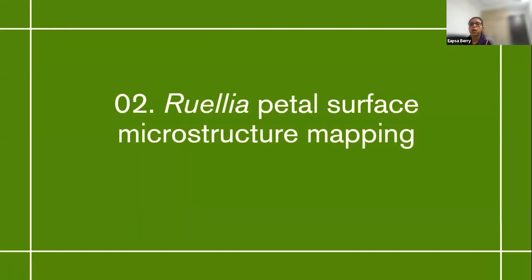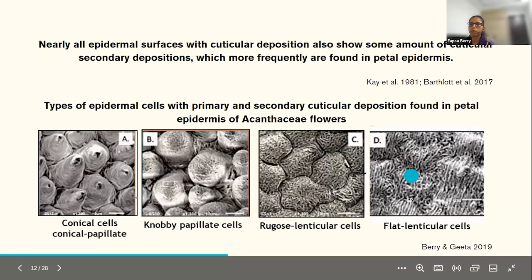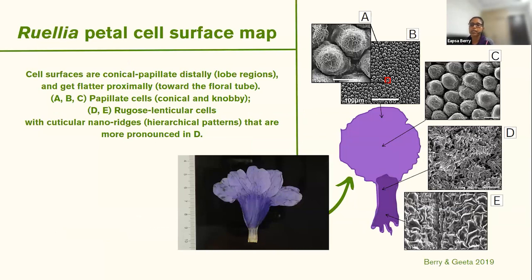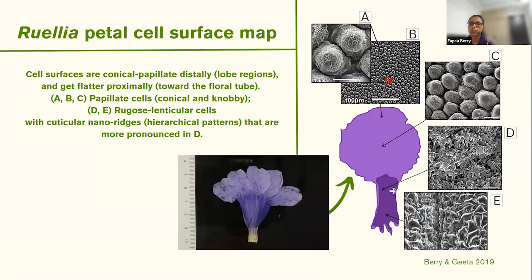We now first move to looking at the petal surface of Ruellia. These are the various types of cells found on the floral epidermis, and it is known that petal epidermises have secondary depositions too. The surface map shows conical and knobby papillate cells on the lobe region. And as we move from the distal to the proximal side of the petal, we find that the cells get flatter and flatter, and the throat region has cuticular secondary depositions, which are denser.